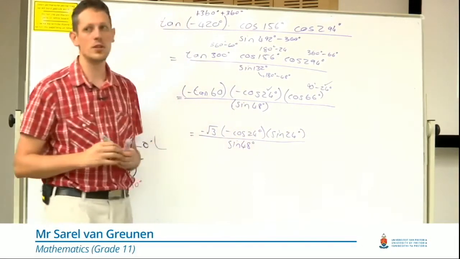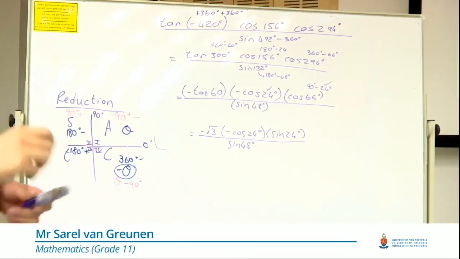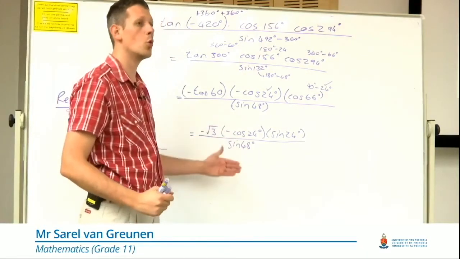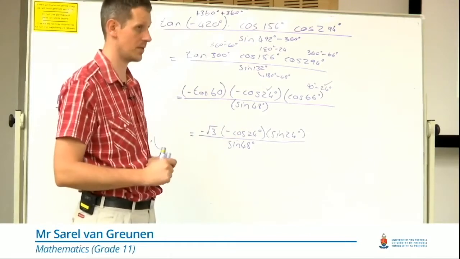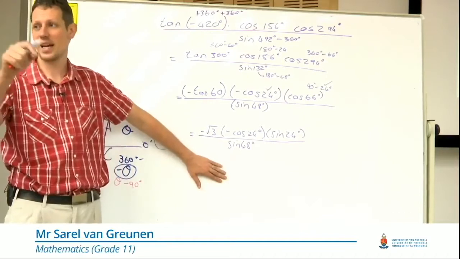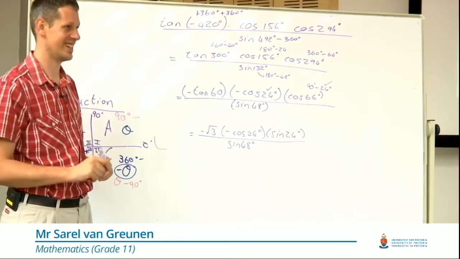Now at this moment of time, this is as far as you can take it. Next year when you do trigonometry again, and you do double angles, you'll be able to take this up to a point where you can actually divide things away and those kind of things. So you can make a star next to this one and say, come back next year.